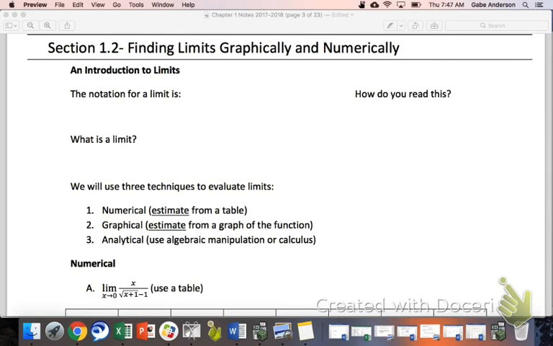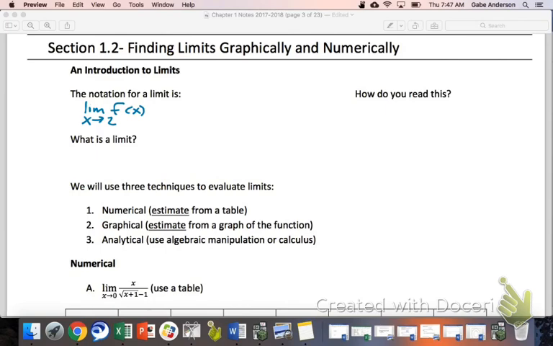Okay, so the notation for a limit is this, of course. LIM, and then the little x with an arrow, and then maybe some number, like a 2, and then there's always something we're finding the limit of. So it could be some function like f of x or g of x or whatever. So how do you read this? Limit as x approaches 2 of f of x, or limit of f of x as x approaches 2. It's the same thing, just a slightly different order.